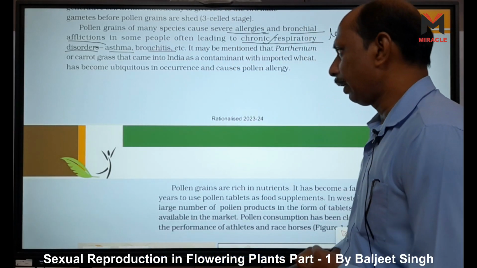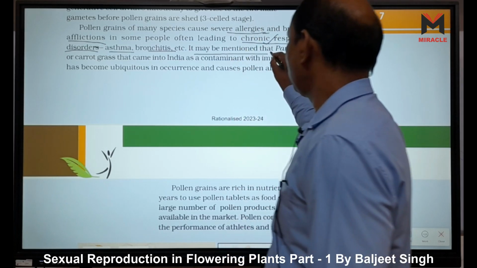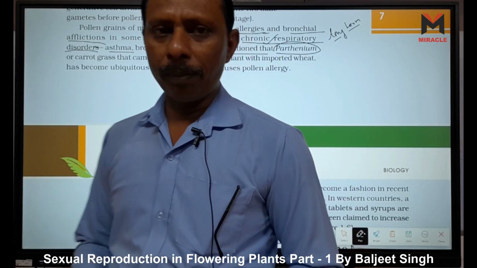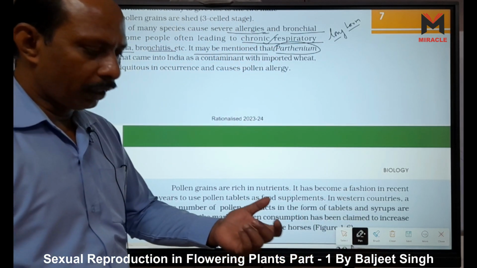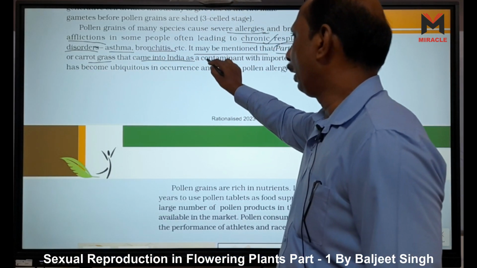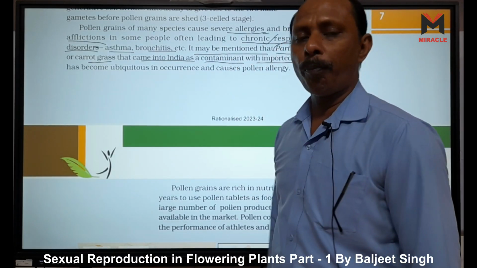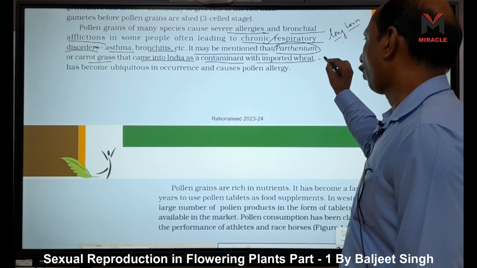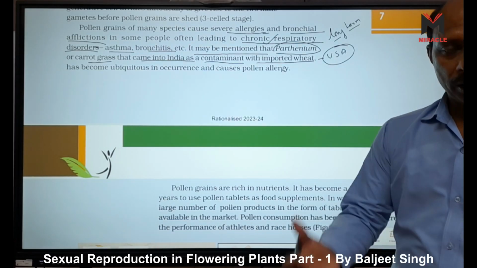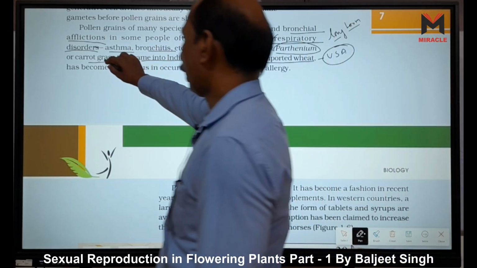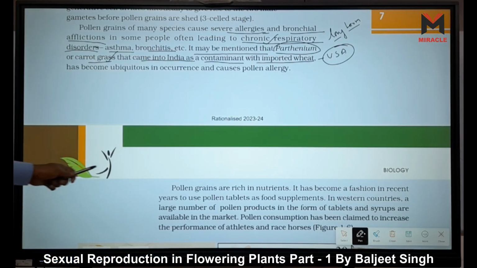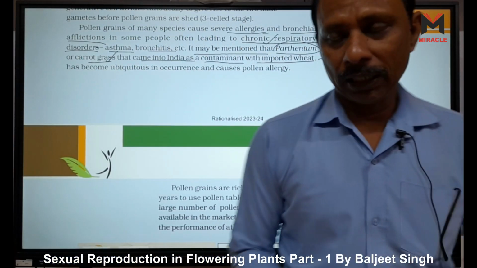Long term diseases, right? It may be mentioned that Parthenium or carrot grass did not originate in our India, because it came through imported wheat from the US. It came to India as a contaminant with imported wheat from the United States of America. When we imported the wheat, at that time this carrot grass came, and it spreads very fast. We can say it became quite a pest in nature.